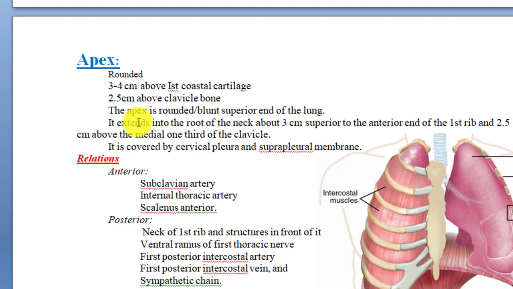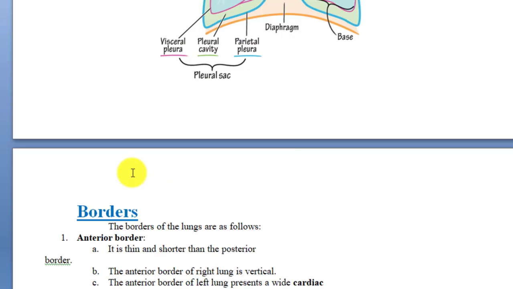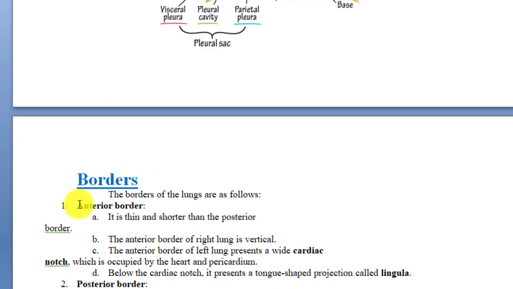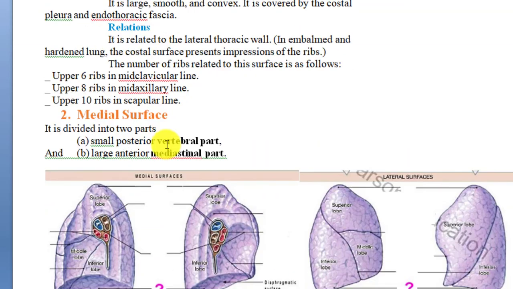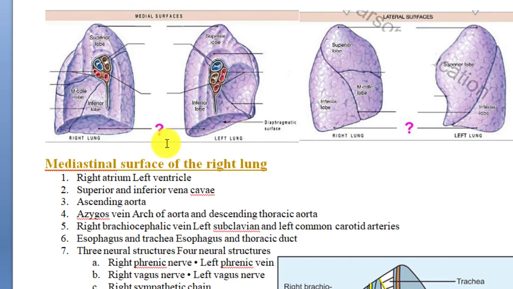So we discussed the apex, the base, and the borders of the lungs. In the next lecture we will discuss the surfaces and the relations of the surfaces of the lungs.